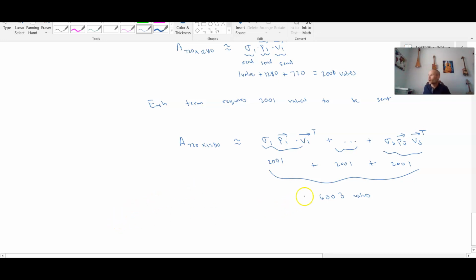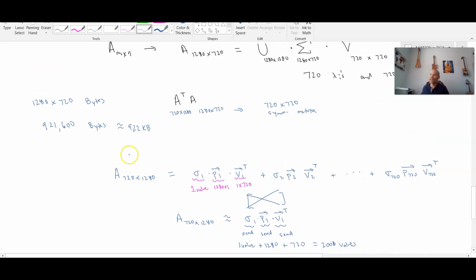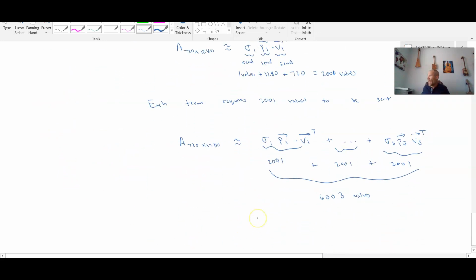Clearly, the more of these terms that you send, the more data it's going to cost you. But 6,003 is still better than 922,000. Perhaps we need to figure out what would constitute a good quality image. There are techniques out there for that, but for all intents and purposes, we can start to explore what this would look like. I'll show you in the next short video how this actually produces high quality and low quality images.